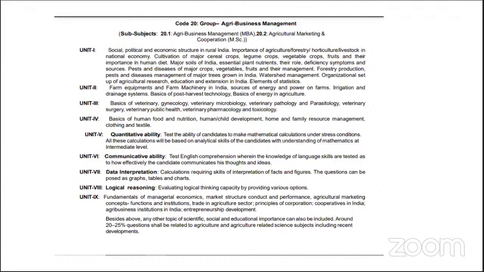When it comes to the second part, farm equipments and farm machinery in India, and when it comes to veterinary, you can get basic questions, 4 to 5 questions, and human food and nutrition also you'll get some questions. And the important part is the fifth, sixth, seventh, eighth, ninth. This is the major contribution from your ABM point of view to score good marks. So be very keen during your preparation.